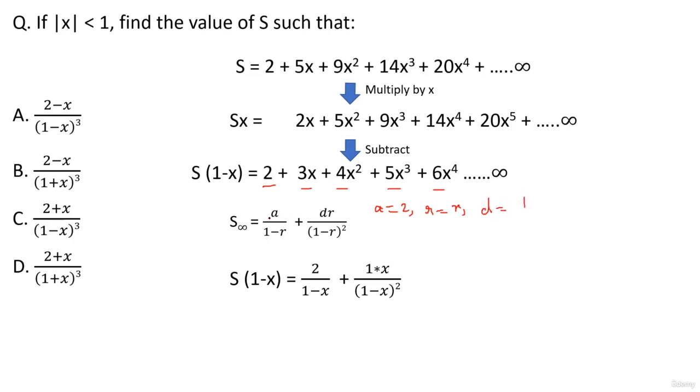The common ratio is x, and the common difference of the AP is nothing but 1. Substituting these values, it will be 2 upon 1 minus x, plus D which is 1, R which is x, upon 1 minus x the whole square. That's exactly what we have in the next step, right? So when you substitute, you get this.